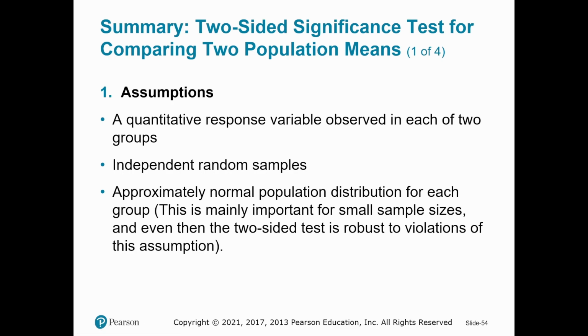Two-sided significance test for comparing two population means. 1, assumptions. A quantitative response variable observed in each of the two groups. Good. Independent random samples. I dug into this deeply. Without this, the whole central limit theorem is useless. But again, the whole random sample thing, you've got to read the paper really carefully because this is a target area if you ever want to discredit a paper, right?